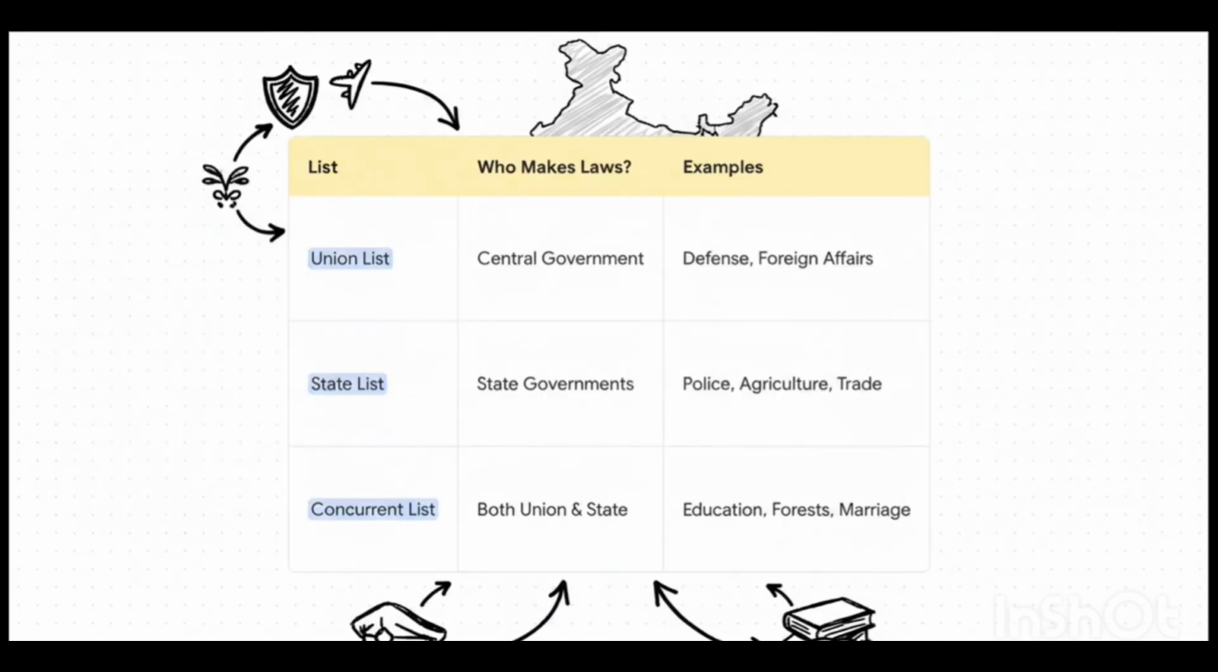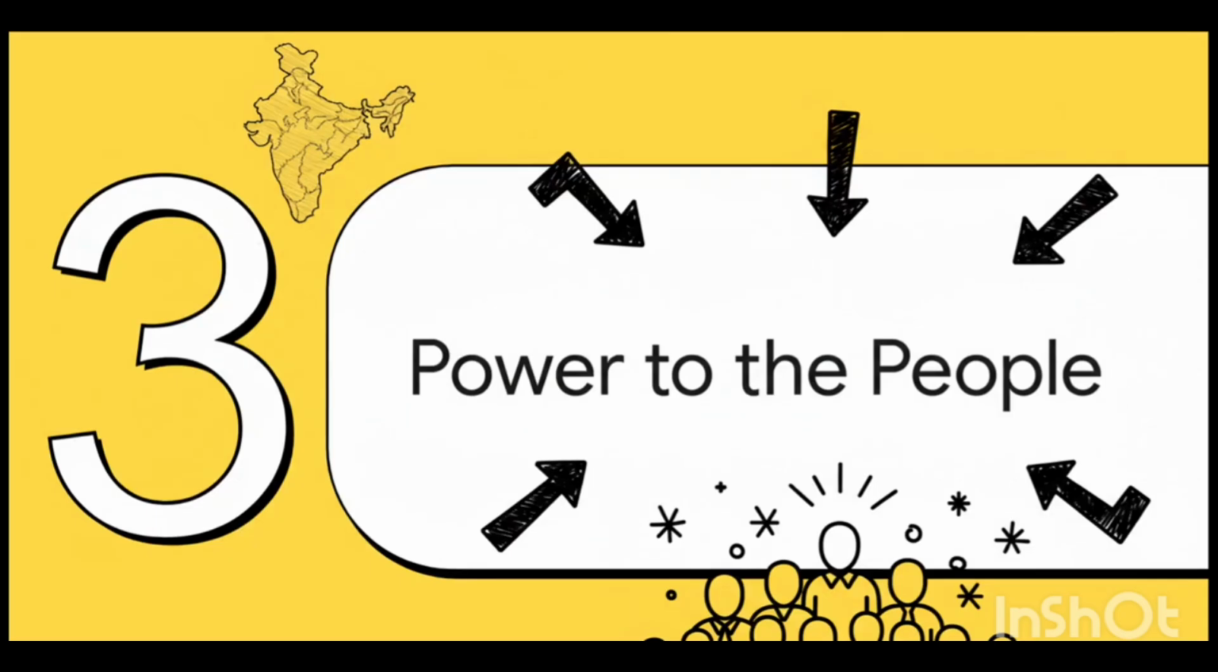The way this division of power works is spelled out in the Constitution through 3 different lists. Think of it like a rule book. The Union list covers the big national stuff, like defense. Then the state list handles more local matters, like the police. And then there's the Concurrent list, for shared responsibilities, like education, where both the central and state governments can make laws.